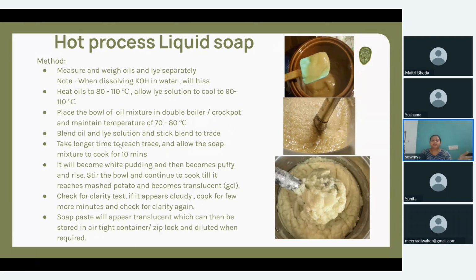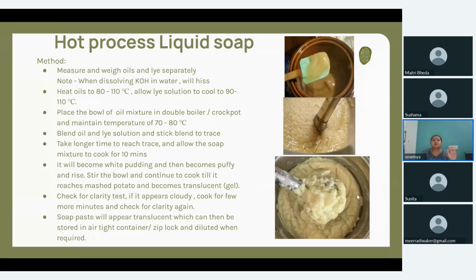And then you will continue to blend your oil and lye mixture and bring it to trace. It will go through various stages. First it will become like a white pudding, and then it will become very fluffy like this, and then you will continue to cook it, and then it will reach this mashed potato stage, and then it will become a translucent gel. Okay.